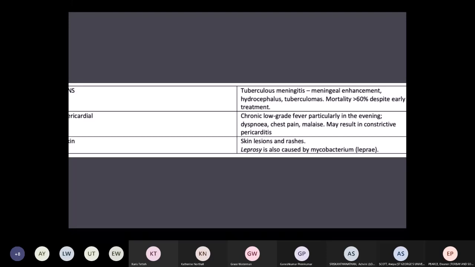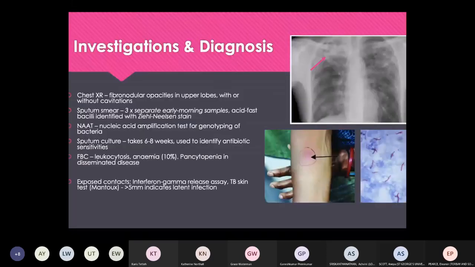So how do we investigate and diagnose? The first investigation of choice is a chest X-ray, and you can see here on the right the arrow pointing to the right upper lung. You can see those cavitating lesions in there. There's also quite hyperinflated lungs there anyway.